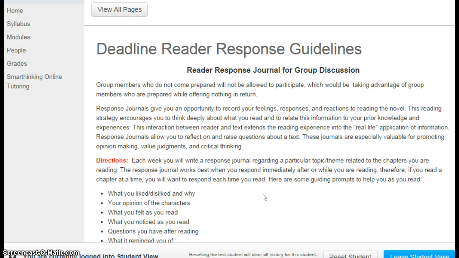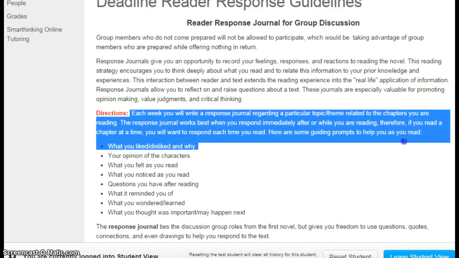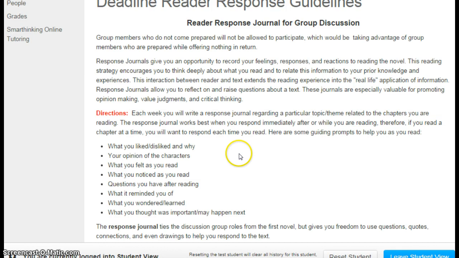This is a strategy that's not quite as prescriptive as us telling you to be the discussion director or to be the passage master. This is kind of combining all of those things together that we did from that very first unit. So here are the directions. Each week you're going to write a response journal. We would like you to think about responding immediately after or while you're reading, and think about these prompts as you read.